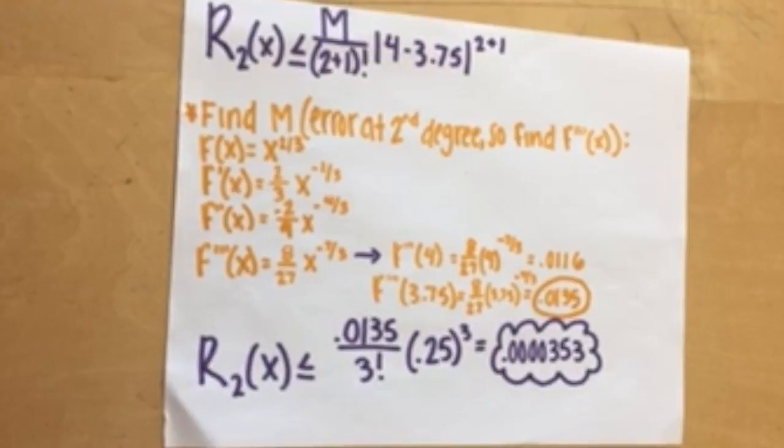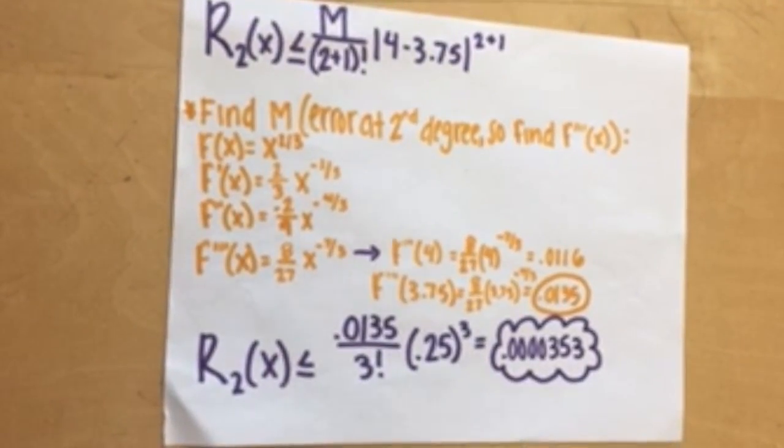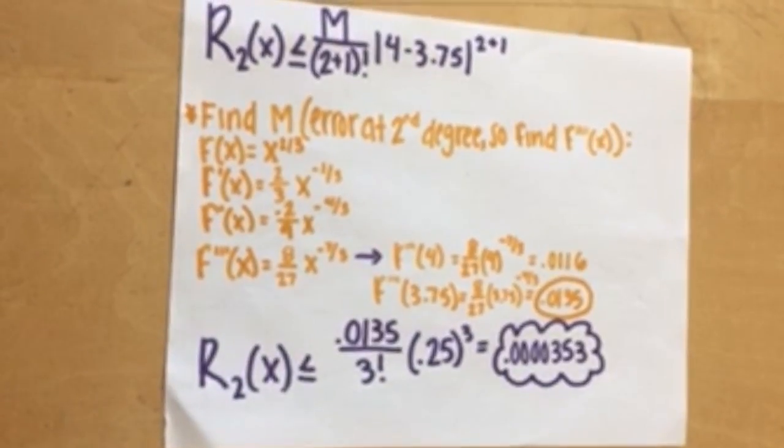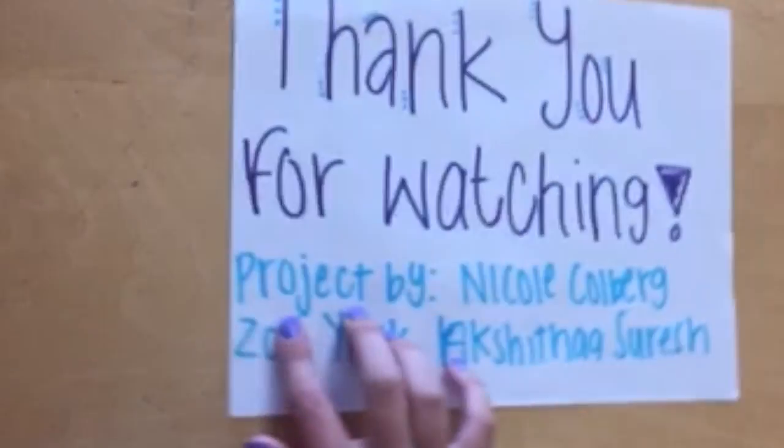Since 0.0135 is larger, we'll plug that in for our M value, and we can do the math and find that the error is less than or equal to 0.0000353.